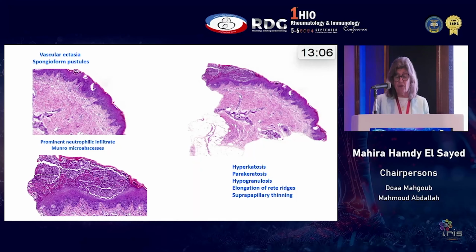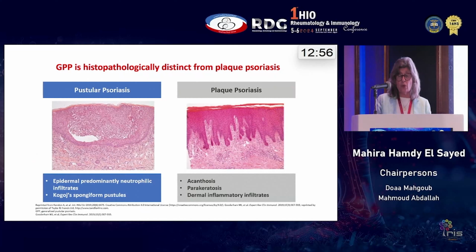Histopathologically, again, they're different, characterized by the most important is the formation of Munro microabscesses, which are prominent neutrophilic infiltrate, vascular ectasia, and spongiform pustules. Again, GPP pathologically different from plaque psoriasis, and this is why this, as you can see here in pustular psoriasis, there is this huge microabscess which is not present in cases of plaque psoriasis.